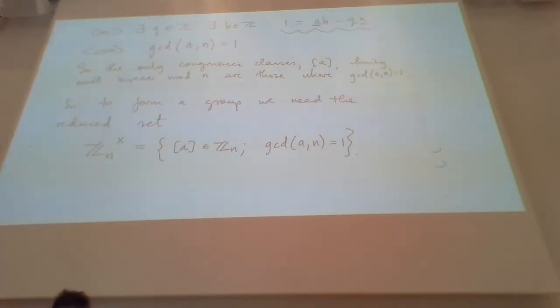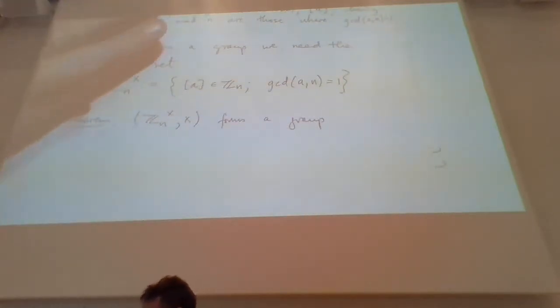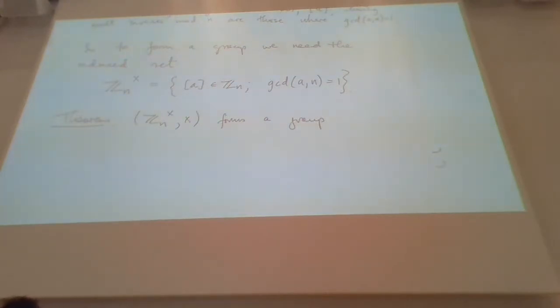The operation is still closed, although, well, let's prove this actually. Yeah. So now we can form this theorem that Zn star forms a group. So this theorem 4.7.